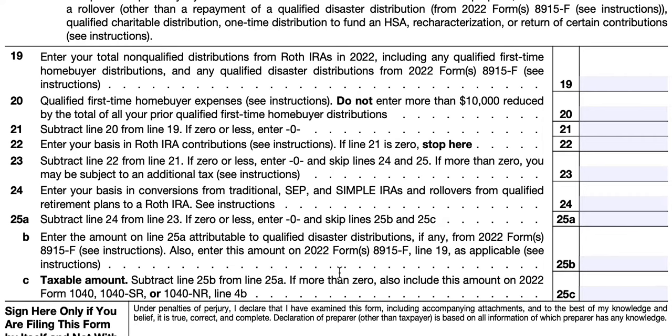You'll enter the amount on line 25A that might be attributable to qualified disaster distributions, if any, from your Form 8915-F. You'll also enter this amount on your 8915-F line 19 if this applies. Subtract the difference and enter that number into line 25C. If this amount is more than 0, then you should also include this on your 2022 1040, 1040-SR, or 1040-NR on line 4B. This represents the taxable amount of your Roth IRA distribution.